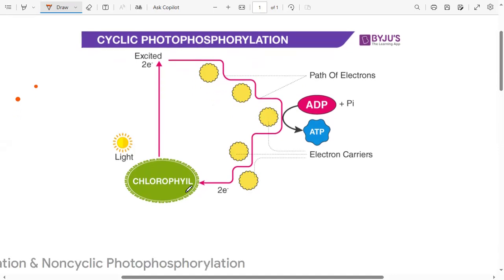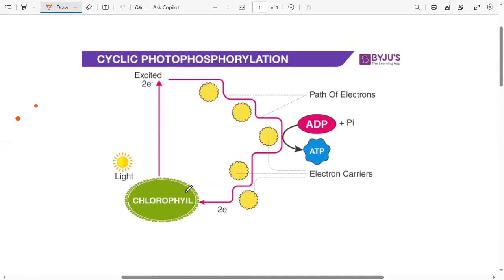The first step in this cycle is the light absorption by the PS1. The PS1 is just the photosystem 1 system. That PS1 is found in this chlorophyll that you can see here. So inside here, we have the PS1, and that system will absorb this light that you can see here.